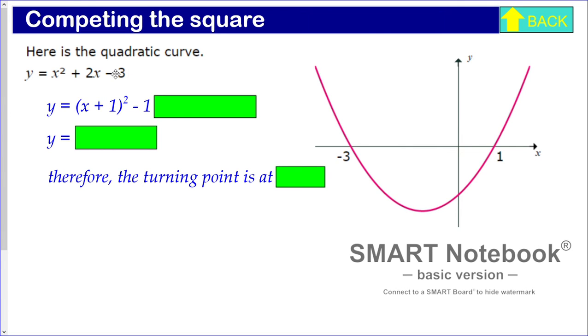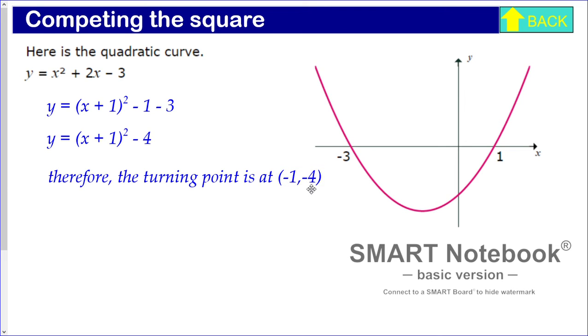The 3 is still hanging around here, the minus 3. So let's just bring that along for the ride. Now we simply add these two together, and we get (x plus 1) squared minus 4. This is the same as our original function. The turning point is located at 1 unit to the left and 4 units down. If you recall, the completed square version is sometimes called the vertex form, and this gives us the vertex at minus 1, minus 4.